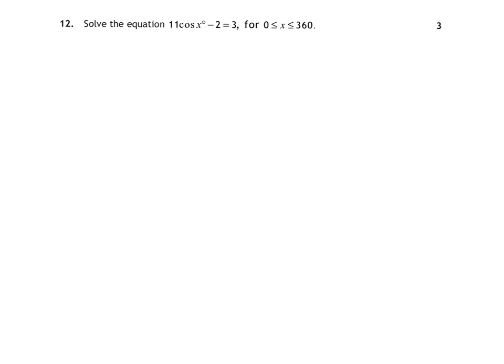Okay, so this one should be fairly straightforward. So we've got 11 cos x minus 2 equals 3, and we need to solve between 0 and 360. So first thing to do is to rearrange. So we're going to add 2 to both sides to give us 11 cos x equals 5. Okay, and then we have to divide both sides by 11 to get rid of the 11 in front of the cos to give us cos x equals 5 over 11.